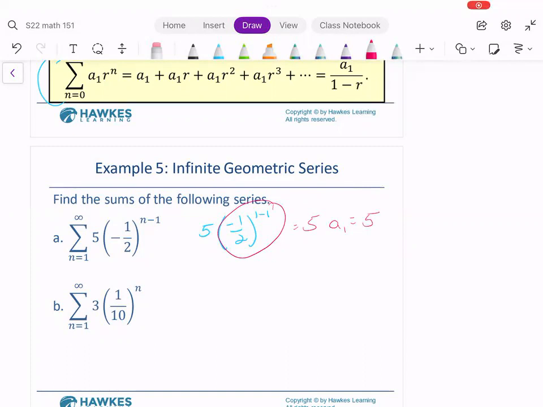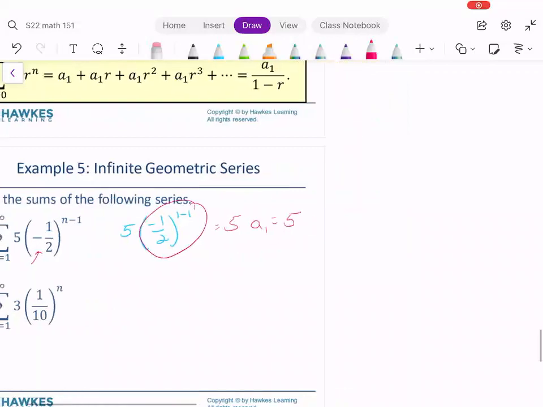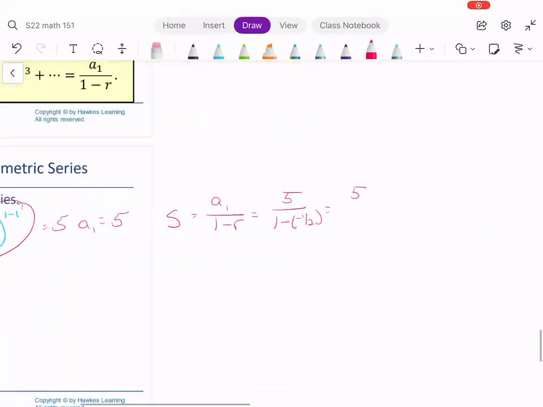From the summation formula, we know that the r value is negative 1/2. So plugging this into our formula and noting that r is less than 1, or the absolute value is less than 1, we can apply the following formula. S is going to equal a sub 1 over 1 minus r. A sub 1 was 5. We have 1 minus a negative 1/2, which results in 5 over 3/2, or 10/3. It's going to converge to 10/3.